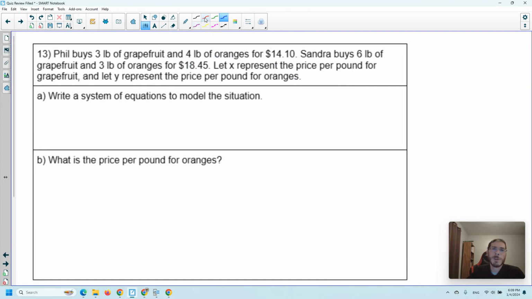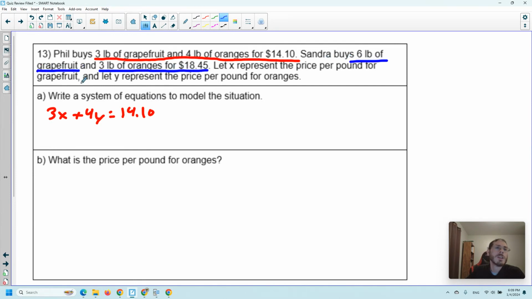So this is already set up a lot like the bracelet one that we had before. So we're going to get 3 pounds of grapefruit and 4 pounds of oranges for $14.10. So 3x plus 4y, because it already tells us x has to be grapefruit, y has to be oranges, is $14.10. All right, for the other one, Sandra buys 6 pounds of grapefruit, 3 pounds of oranges, so 6x plus 3y equals 18.45. So part A is done, it just says write the system of equations.